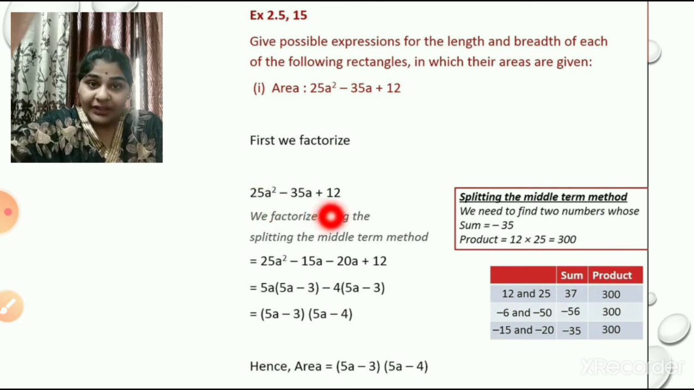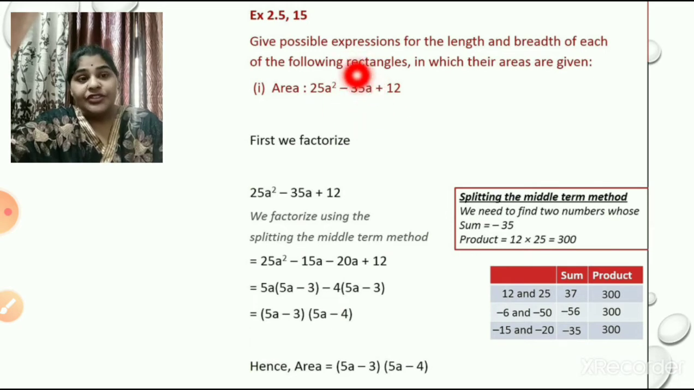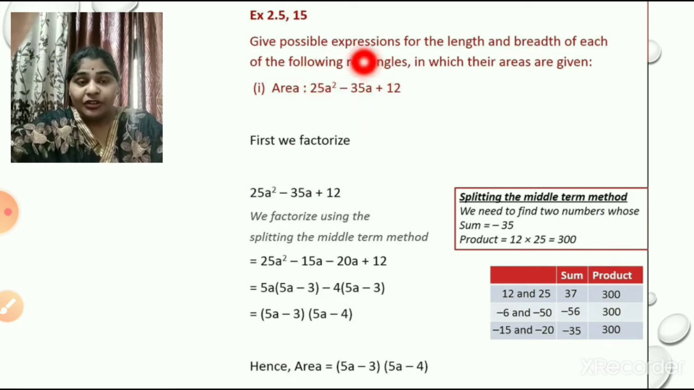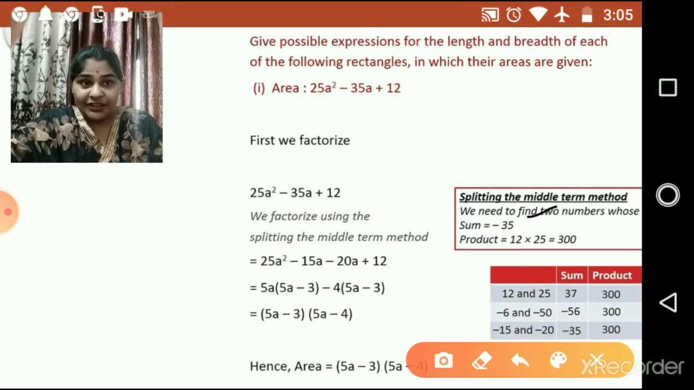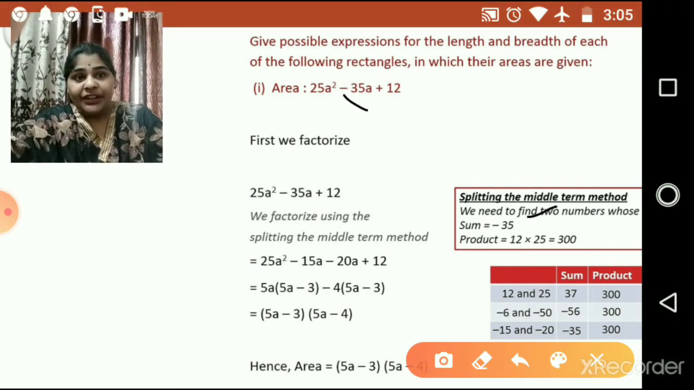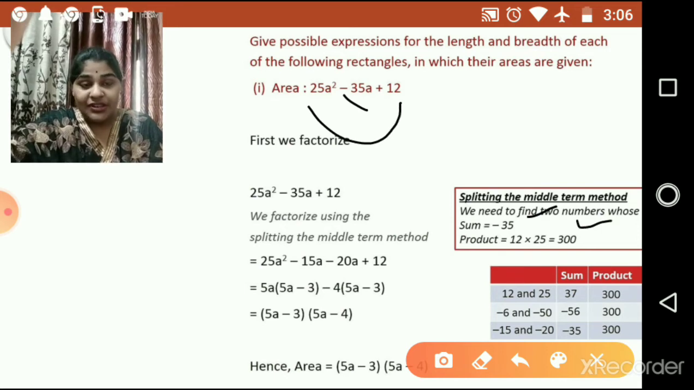This we have already discussed, children: when there are three terms you have to split the middle term. This method we use, right? So in such a way, the two numbers you have to take should be such that their product is equal to the product of the first and last numbers, and the sum should be equal to the middle number. Here the sum should be equal to minus 35, and 25 multiplied by 12 is nothing but 300. So you have to take such numbers that their product should be equal to 300.